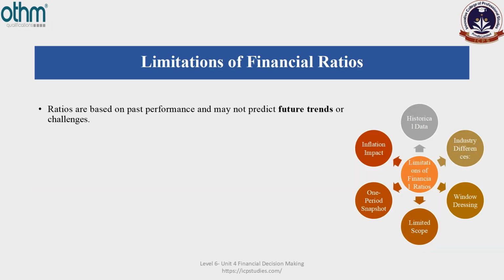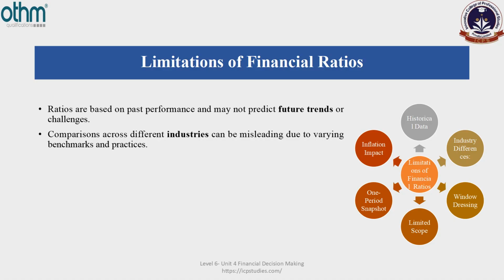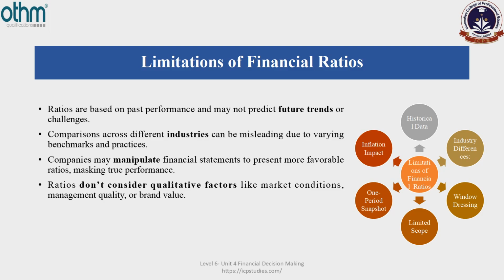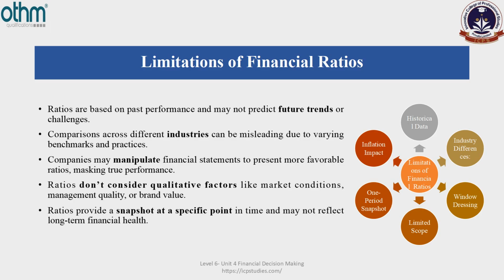But there are some limitations of financial ratios, like they are based on past performance and they may not predict future trends or challenges. And the comparison across different industries can be misleading due to varying benchmarks and practices. And companies may manipulate financial statements to present more favorable ratios. And ratios don't consider qualitative factors, for example, market condition, management quality, or brand value. And ratios provide a snapshot at a specific point in time and may not reflect long-term financial health. And ratios don't account for inflation, which can distort comparisons over time.